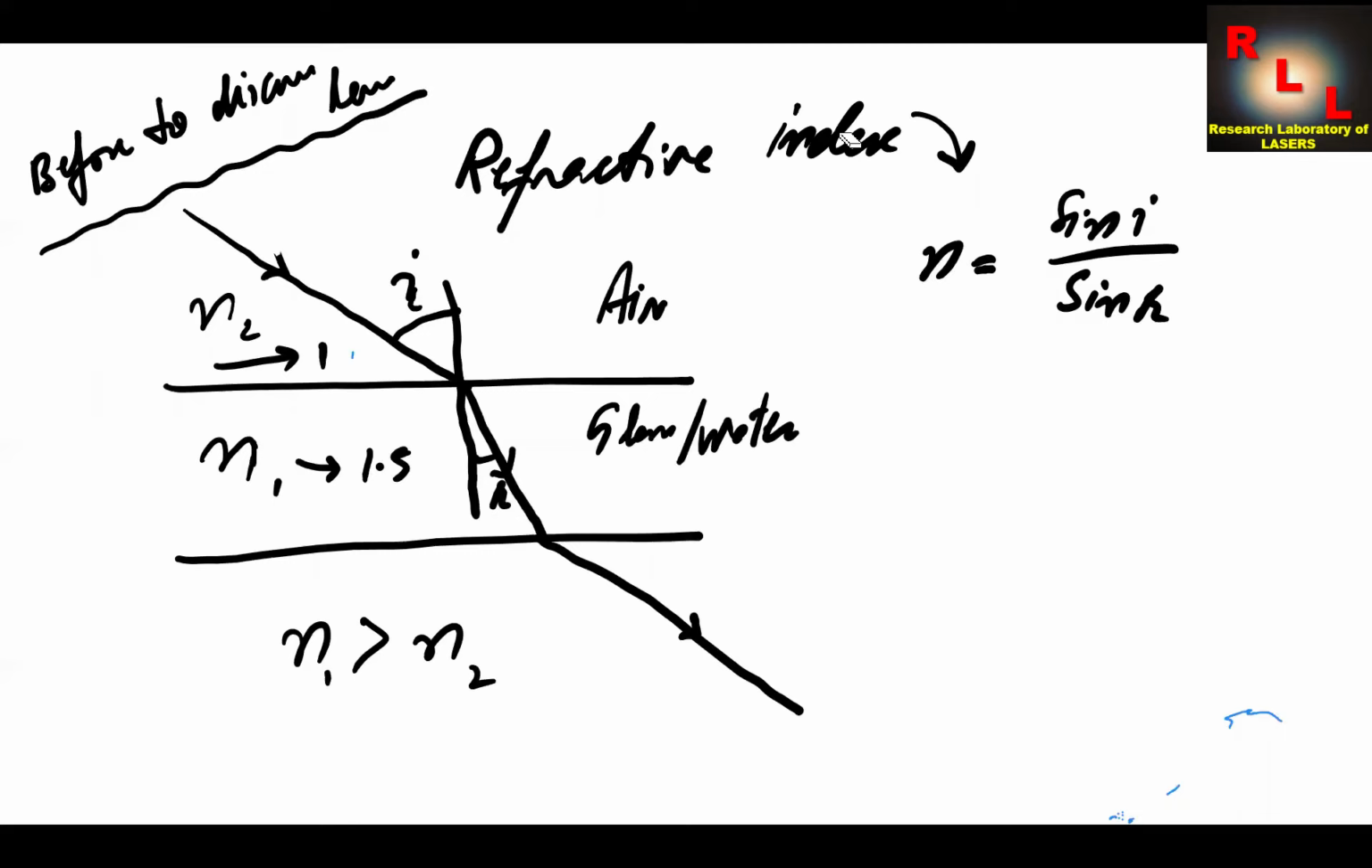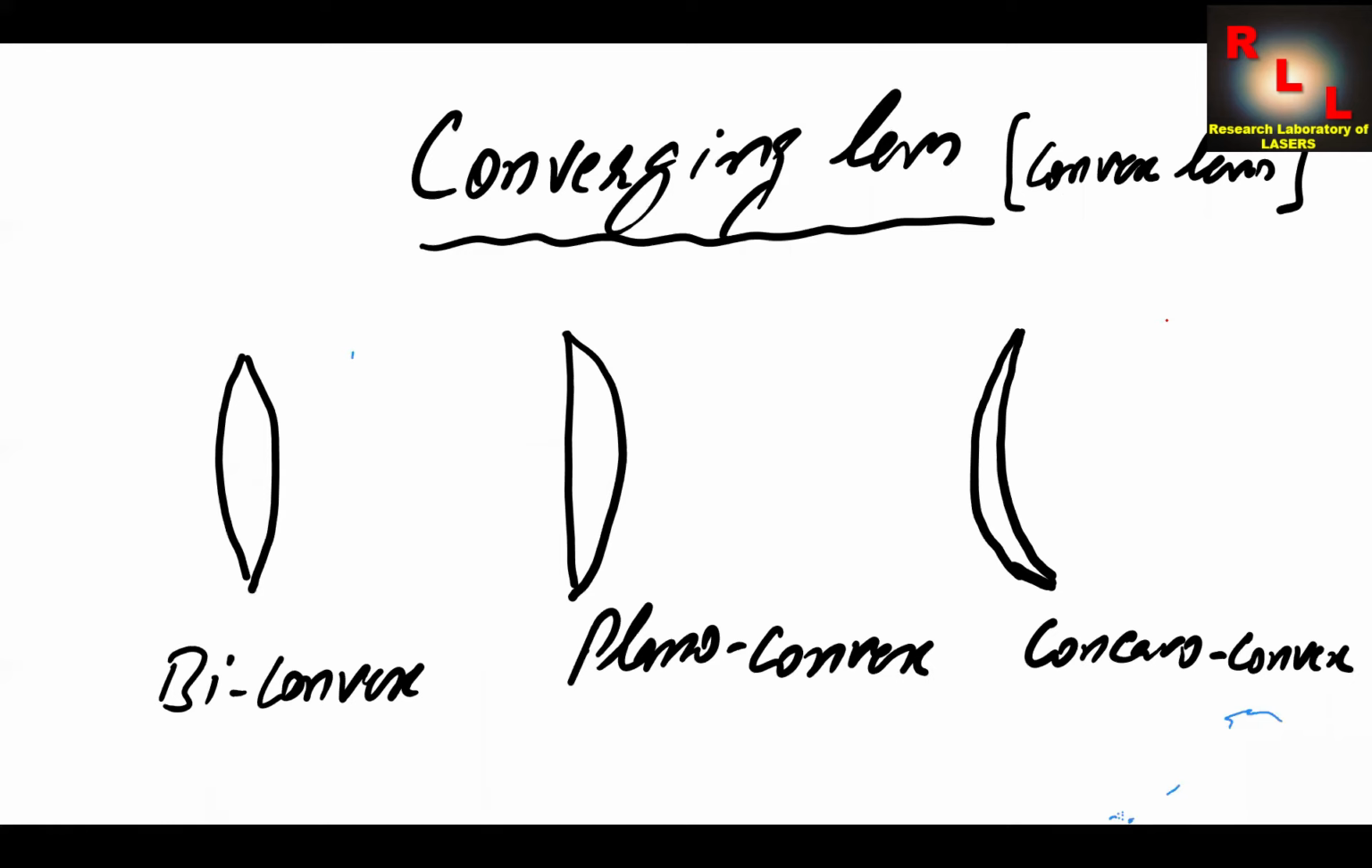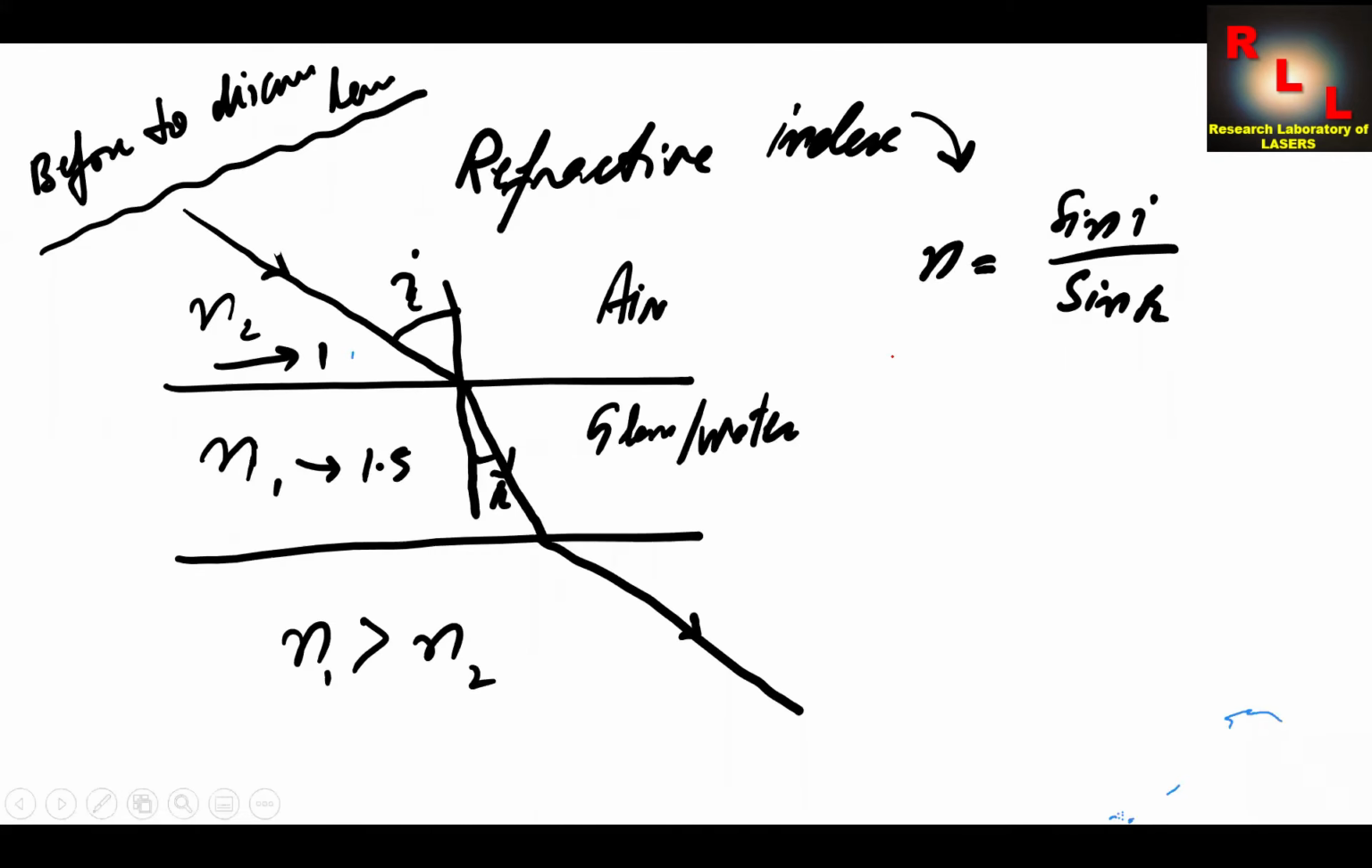About the lens, but before we discuss the lenses, I need to review a bit of refractive index. It's very basic level. This is the basic equation of refractive index: N is equal to sine I over sine R. I is for the incident and R is for the refraction.